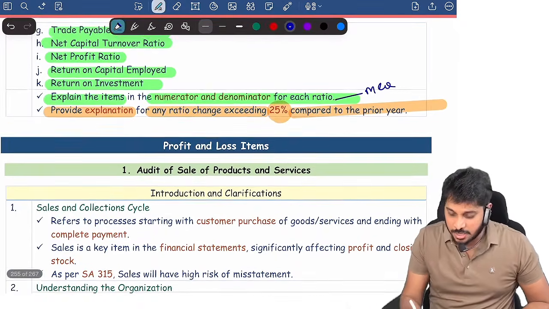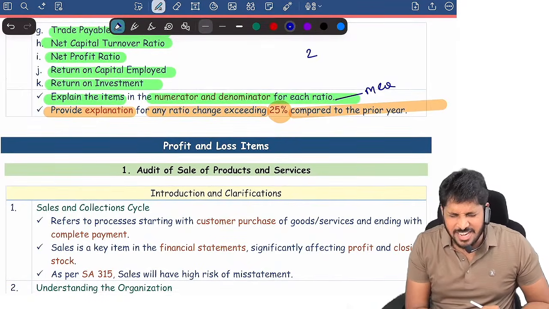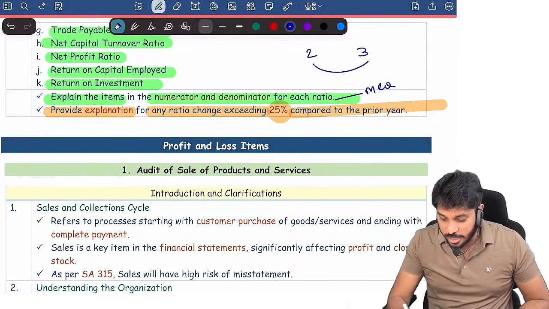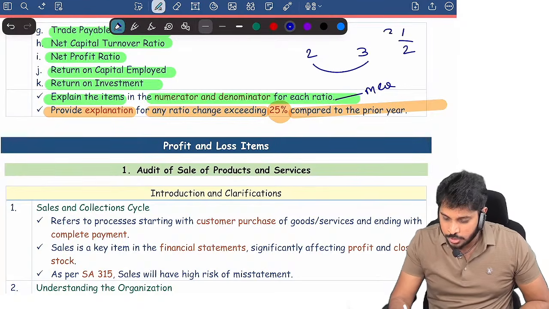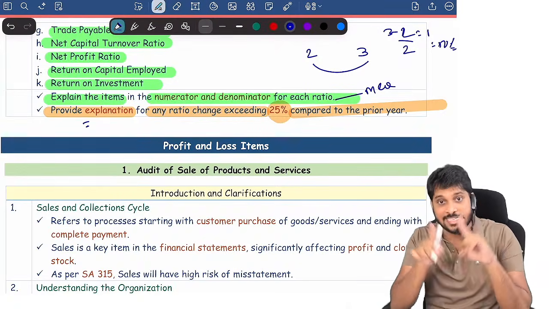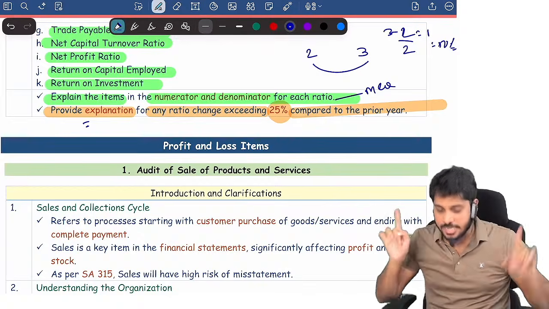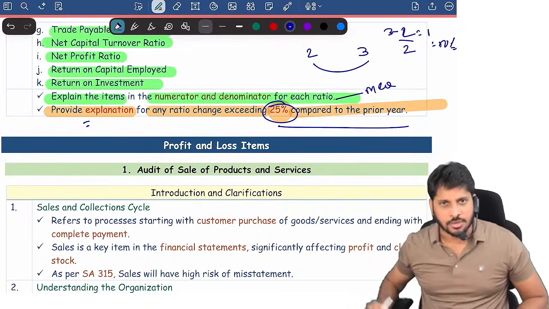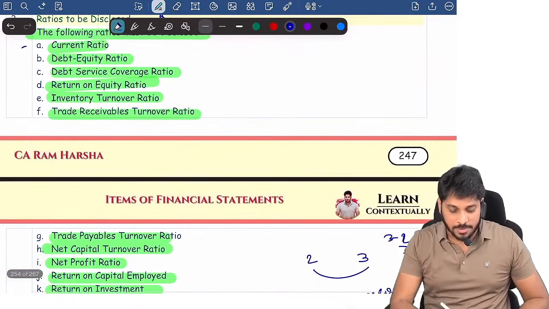Sir, last year my inventory turnover ratio was 2, sir. This year my inventory turnover ratio is 3, sir. Now what is the change? 3 minus 2 is equal to 1, divided by 2 is equal to 50% change, guys. I should give explanation why there is a change more than 25% in a ratio. So if there is a change exceeding 25%, you should give a disclosure. That's it, guys. This is the disclosure requirement related to ratios.